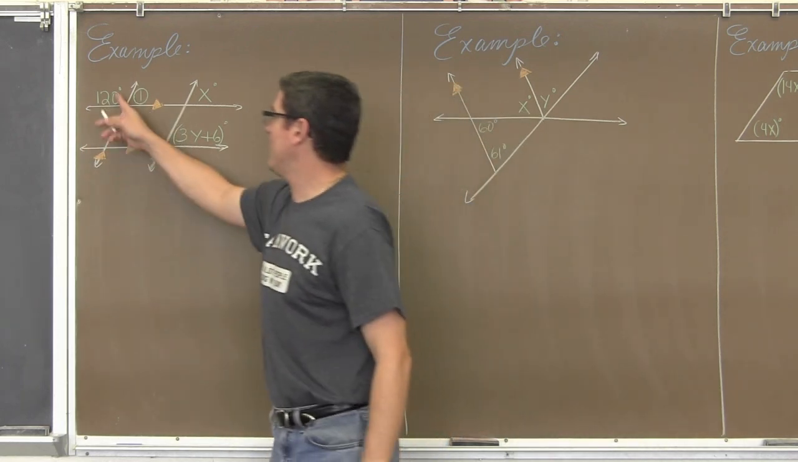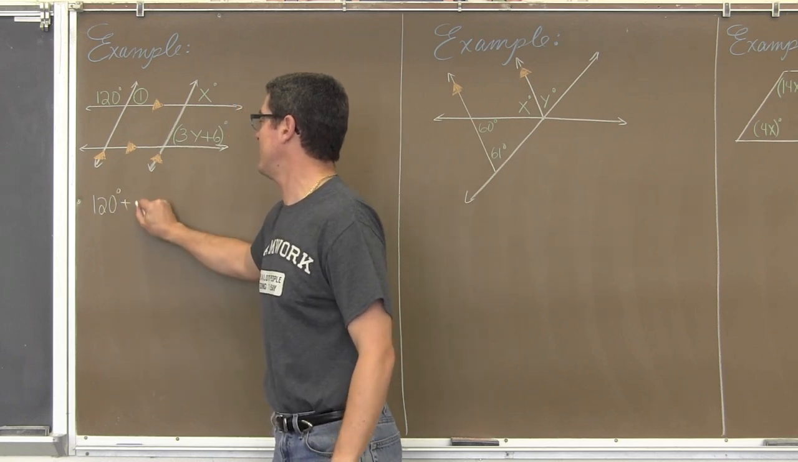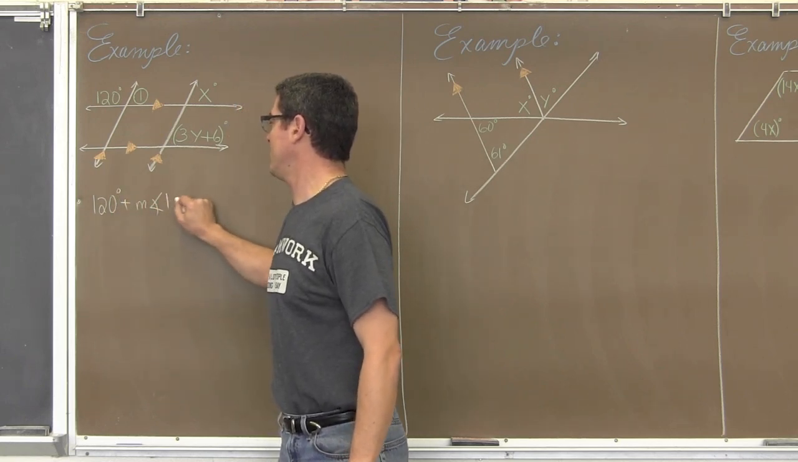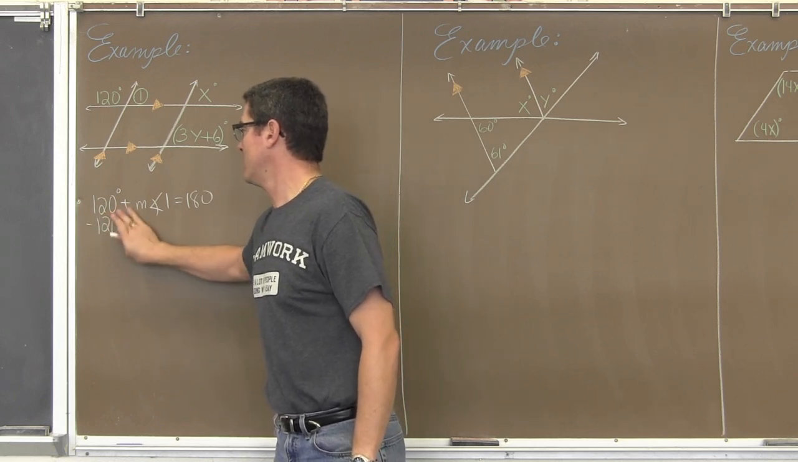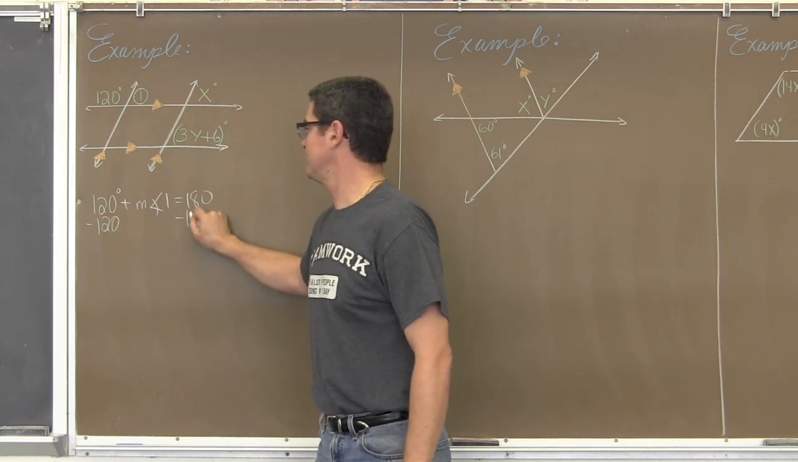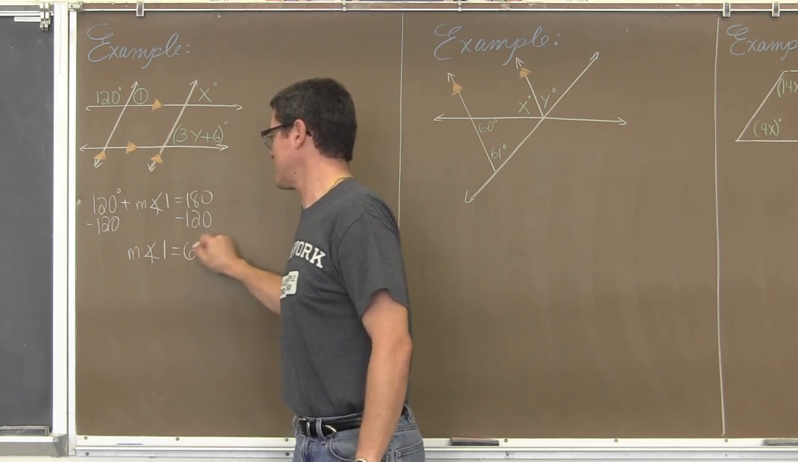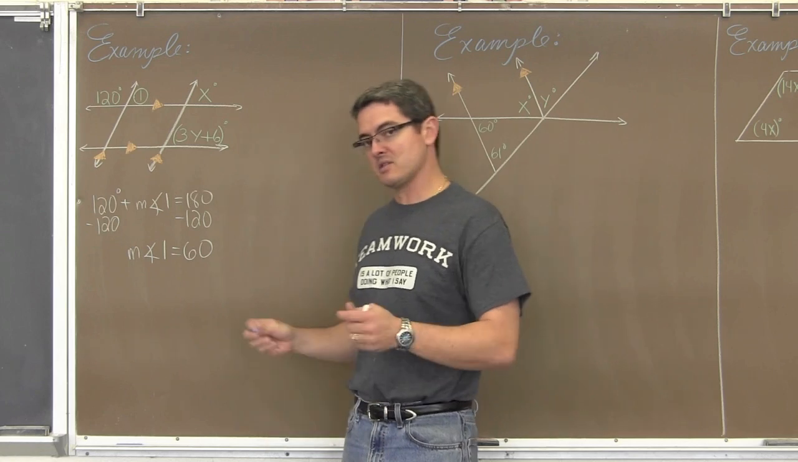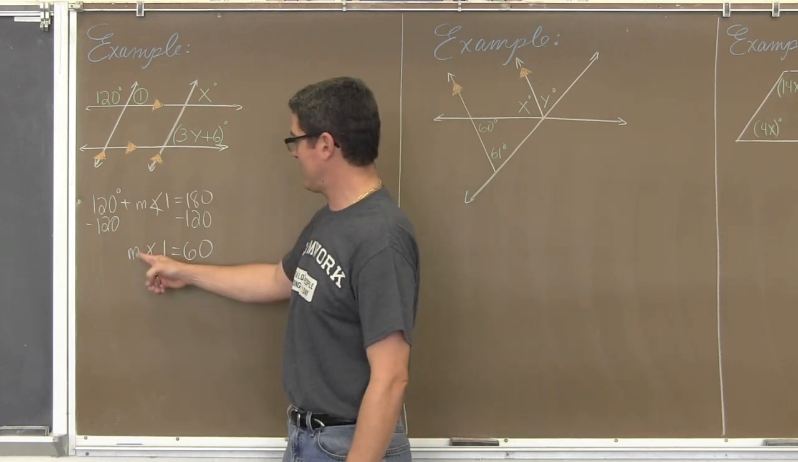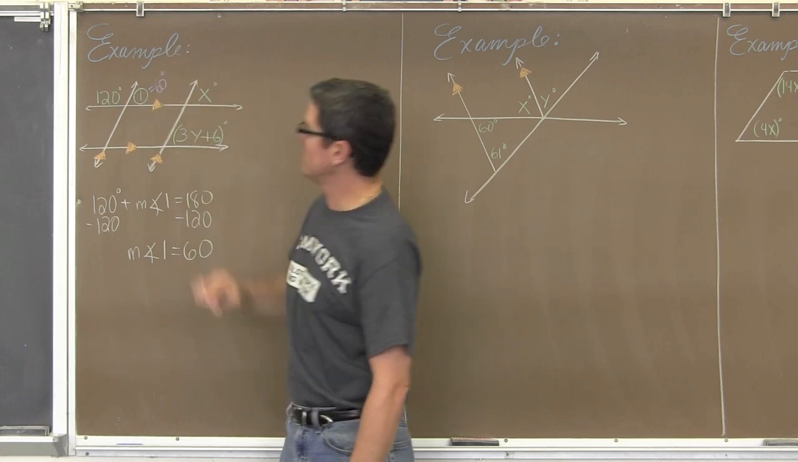So we have 120 degrees plus the measure of angle 1 is equal to 180. We're going to subtract 120 degrees from both sides and get the measure of angle 1 is equal to 60. So if I go back up here and fill in some missing information, now I know that the measure of angle 1 is equal to 60 degrees.